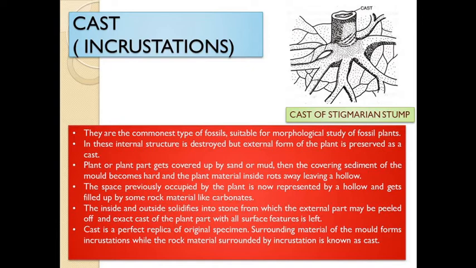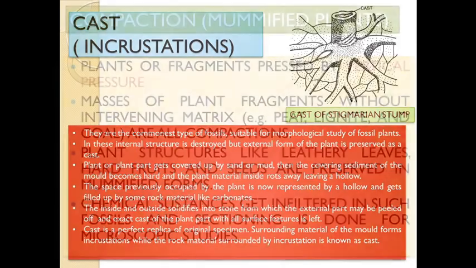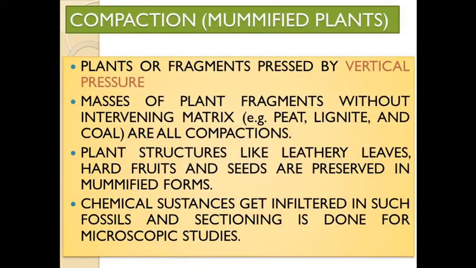Casts of whole trunks, stumps, seeds are usually formed when the plant part decays. You can see the sketch. Cast of a Stigmarian stump is an example. And next is compaction. These are also called mummified plants. These are plants or fragments compressed by vertical pressure. When the plant part or fragment is covered again by layers of sediments over them, the vertical pressure is maintained. So masses of plant fragments without intervening matrix are all compactions, like peat, lignite, coal.